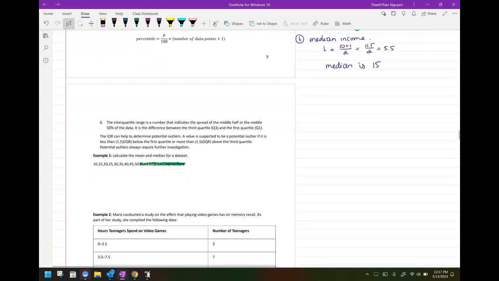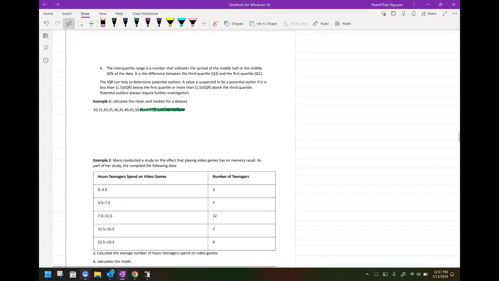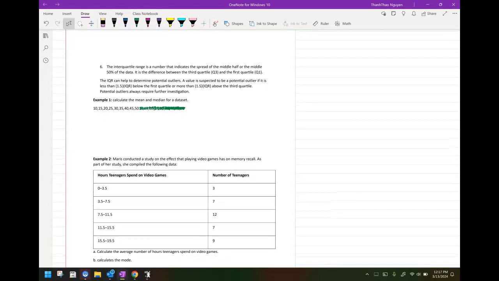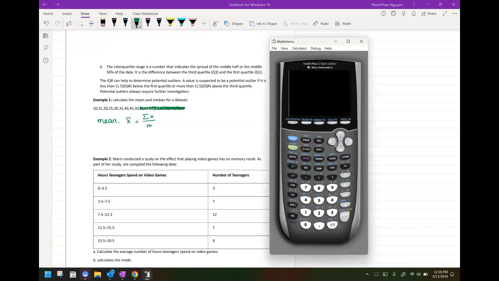So let's take a look at a couple of examples. We want to calculate the mean and the median for the data set. The mean is the average of the data set. So first the mean, or we call this X bar. I will add all the X values and divide by the number of data points. To do that, I will use the aid of the calculator.